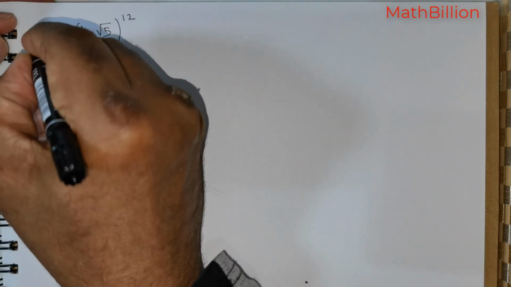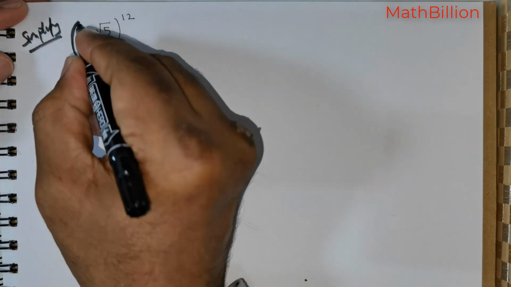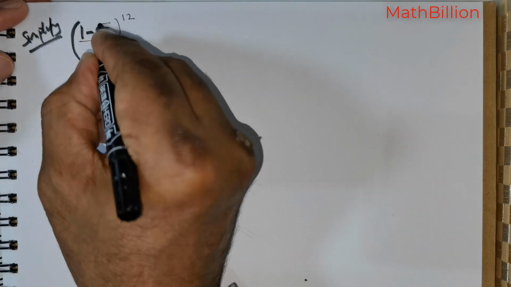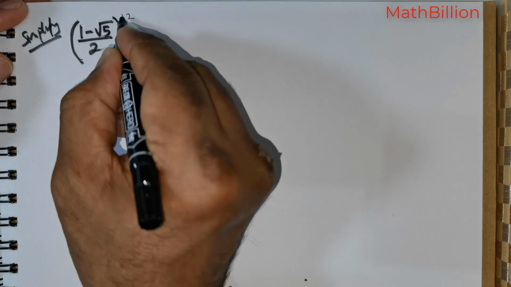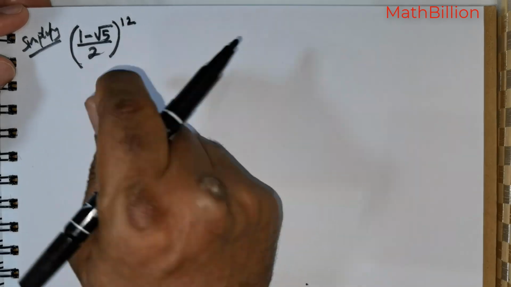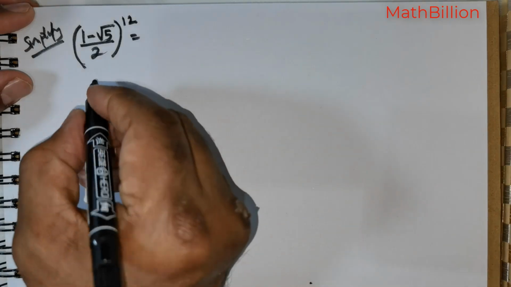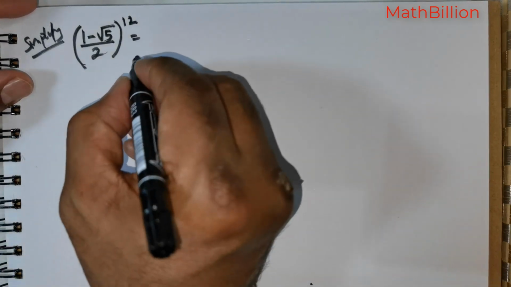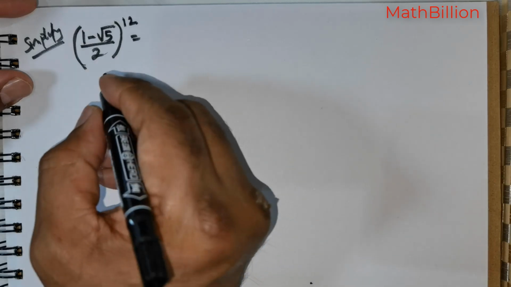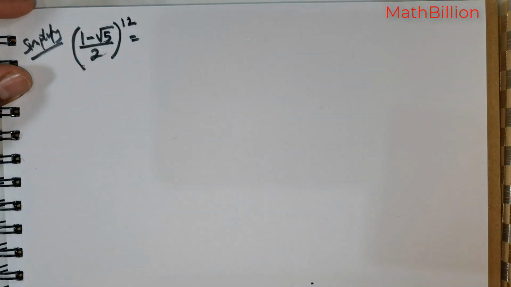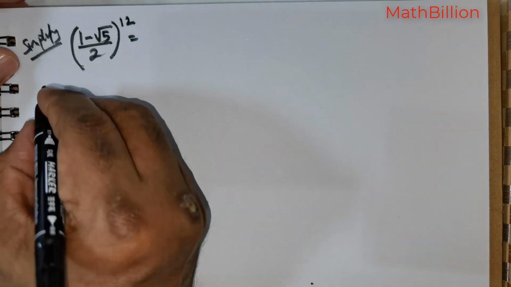We are expected to simplify this quantity, (1 − √5)/2 raised to the power of 12, and get the value for this. So how are we going to do this? Foremost, I am going to adopt the algebraic way of simplifying this, and it's a nice technique that you should also learn so that it can be utilized in various other problem solving sections.